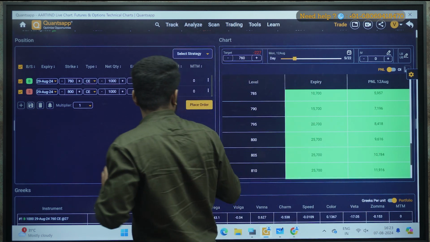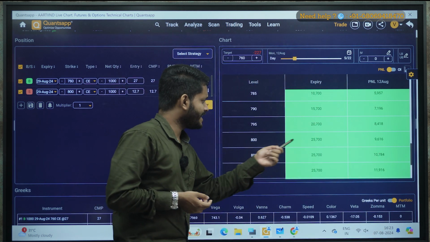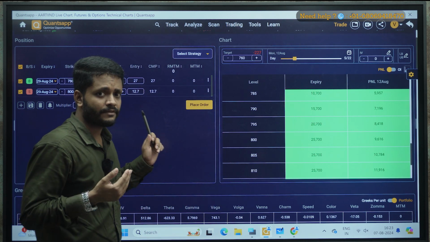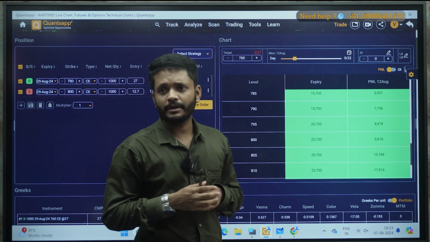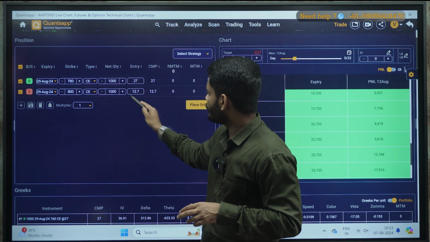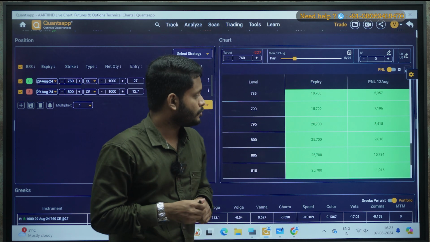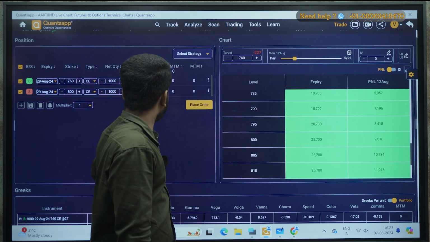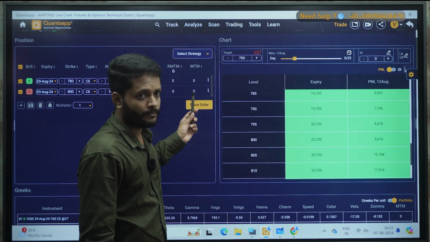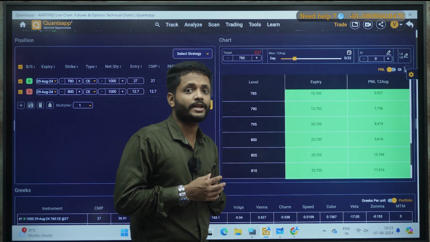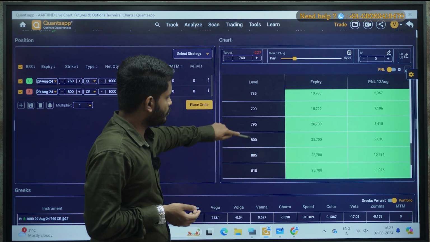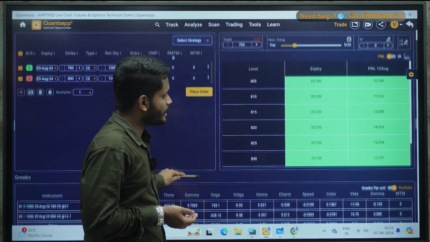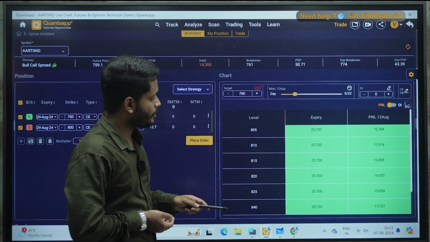If the target gets achieved on expiry, the call that we have sold will lose its entire premium and you will gain the entire 12.7 on this. Correct? So that is the reason behind this. In 5 days, if it achieves my target, this premium won't be zero, because it will still have some time value in it. So whatever level it might achieve on the upside, your profits are locked at 25,700 on expiry.